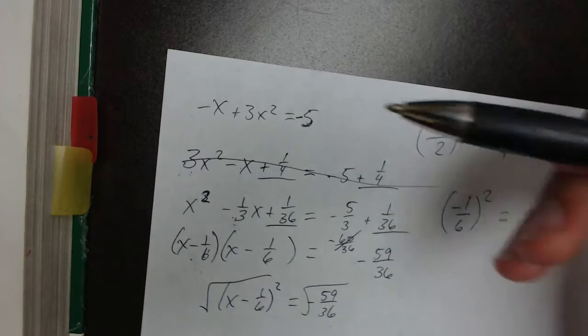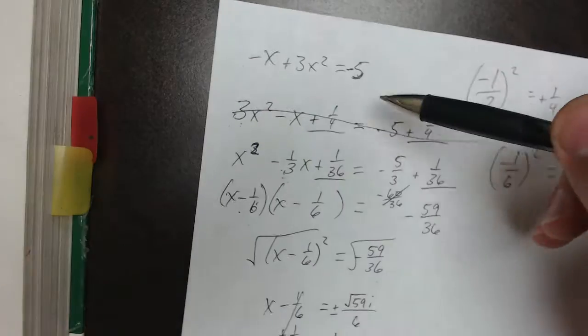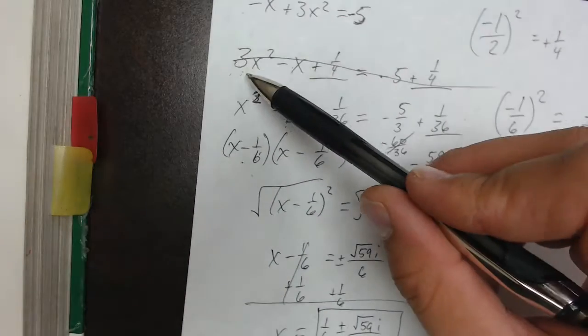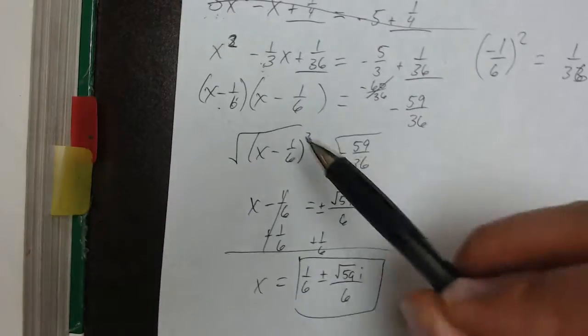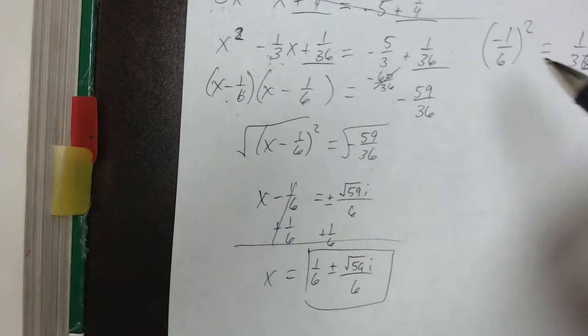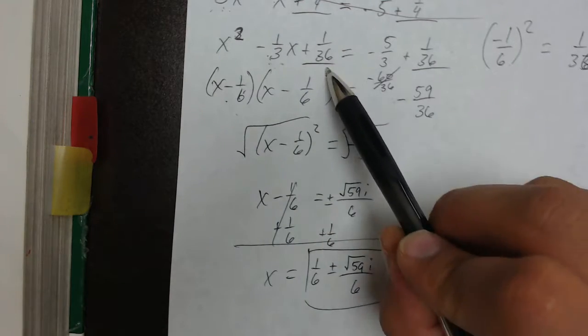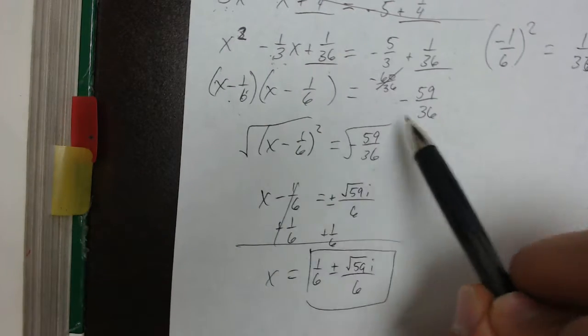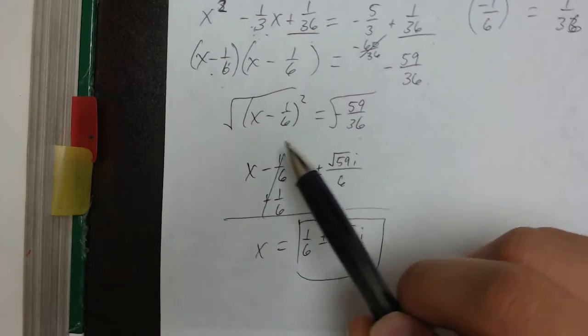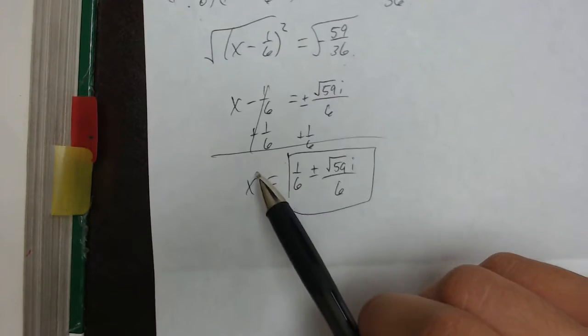Just to recap: write in descending order, divide by the coefficient of x squared, take the coefficient of x, divide by 2, square, add to each side, factor, find the square root, and simplify.